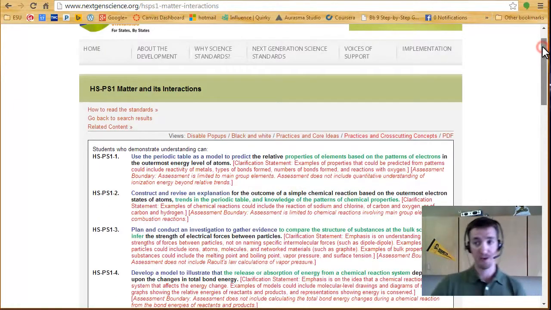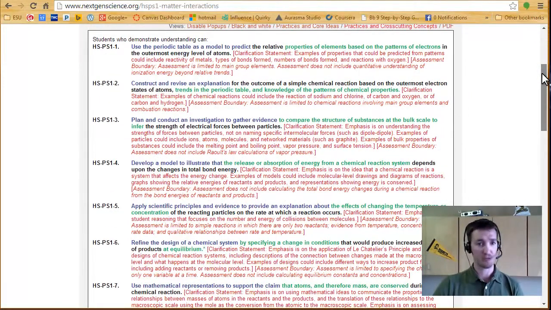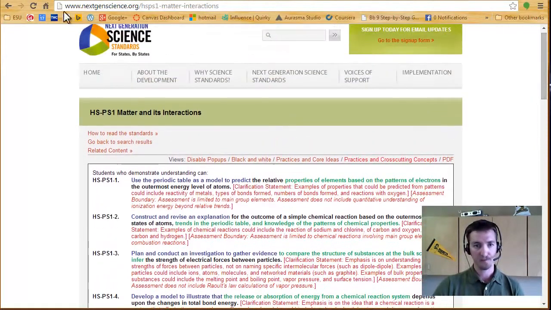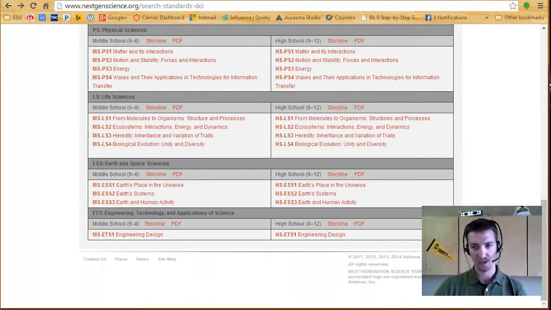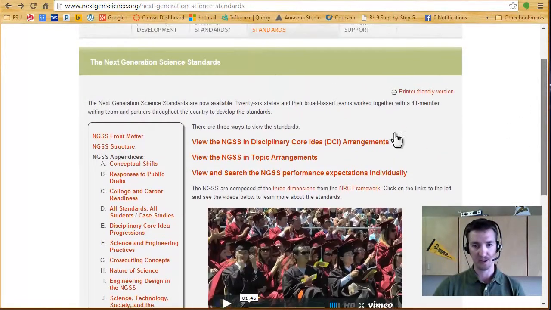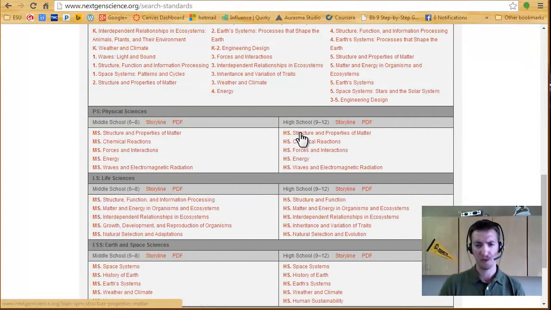Now, we picked the disciplinary core idea arrangement. So these are all the core ideas relating to matter and its interactions. These are just listed out as matter number 1, matter number 2, matter number 3, all the way down. But if we instead selected the topics arrangement, in a high school chemistry class, you're not going to bundle matter in the periodic table all together with chemical reactions. You're going to separate it out, and that's what happens here. There's matter, and then there's chemical reaction.